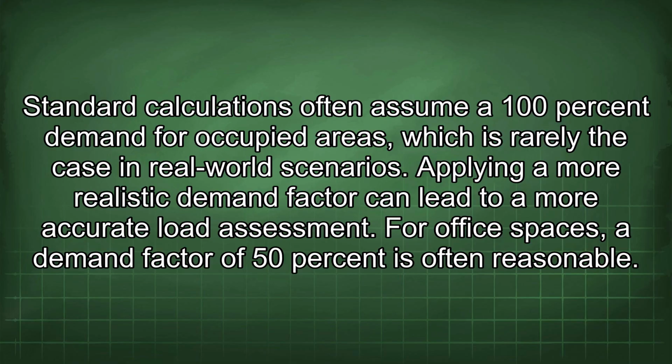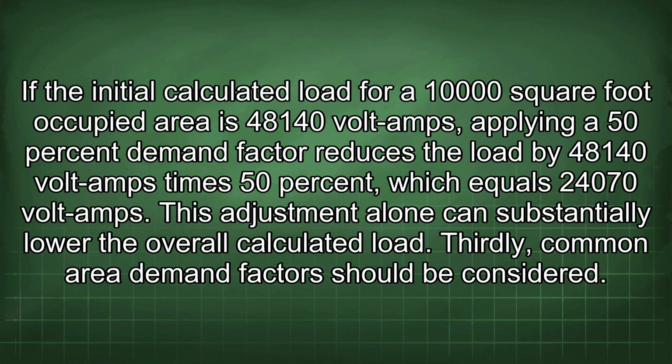Applying a more realistic demand factor can lead to a more accurate load assessment. For office spaces, a demand factor of 50% is often reasonable. If the initial calculated load for a 10,000 square foot occupied area is 48,140 volt amps, applying a 50% demand factor reduces the load by 48,140 volt amps times 50%, which equals 24,070 volt amps. This adjustment alone can substantially lower the overall calculated load.